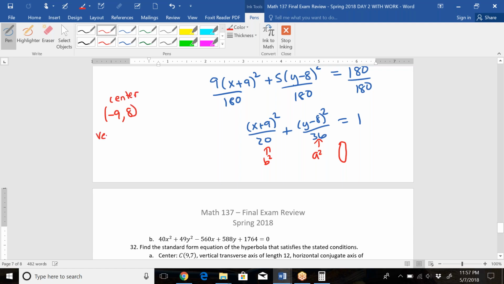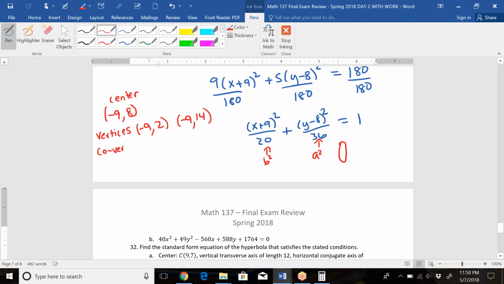My vertices are based off of that 36. And this is the direction we add or subtract in. It's in the y direction. So we're going to do plus or minus 6 to our y value. So that's going to be negative 9, 2 if we subtract 6, and negative 9, 14 if we add 6.